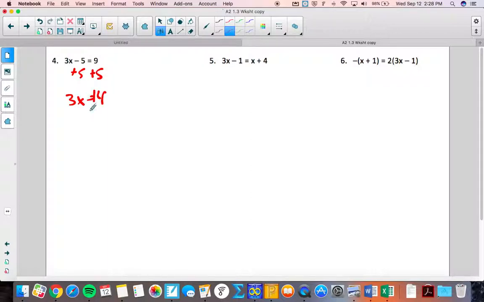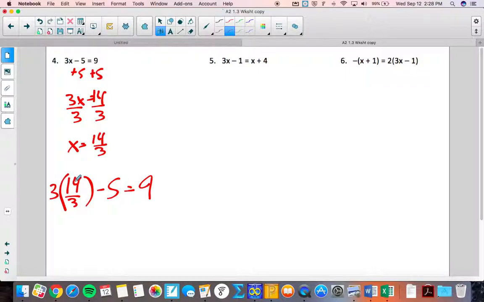Next, we're going to add 5, so we get 3x equals 14. Just kidding. So divide by 3. You get x equals 14 thirds. Let's check that. Let's take 14 thirds times 3 and subtract 5 and see if we get 9. When we take 3 times 14, which is like 42, and then divide that by 3, we're left back with 14. The cool thing here is that these 3's really undo each other. So is 14 minus 5 equal to 9?